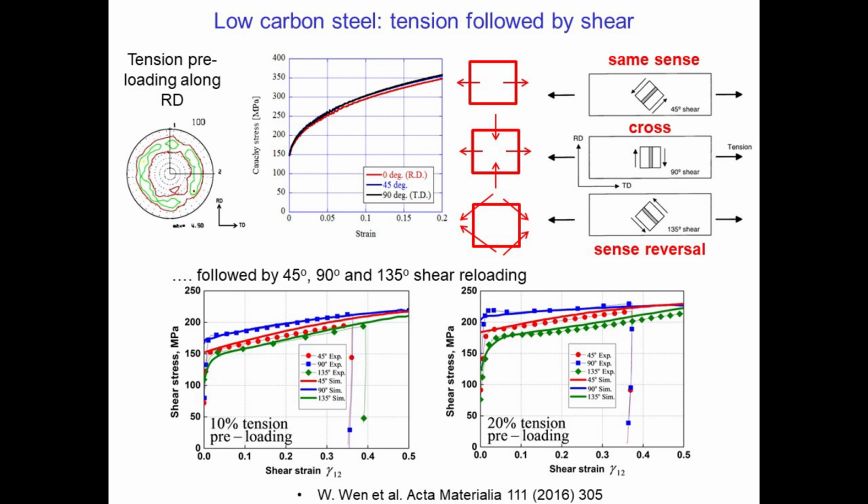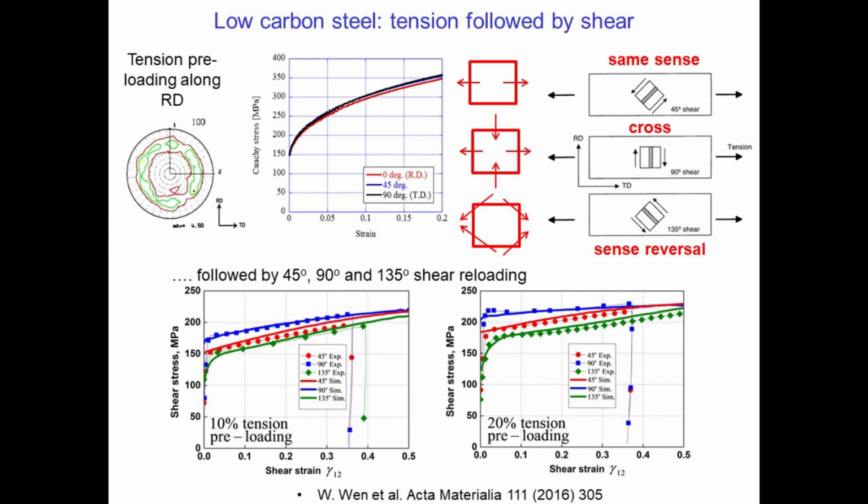And these are the stress strain curves of the material in tension, and then it was followed by shear at 45, 90, and 135 degrees. These three types of tests. So there is a change in strain path, which is tension followed by shear at different angles. So these are the results when you do 10% tension preloading, and then you do each of these shear tests. These are the shear stresses that you get.